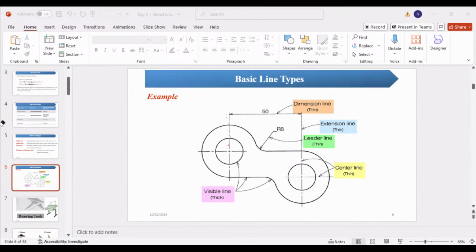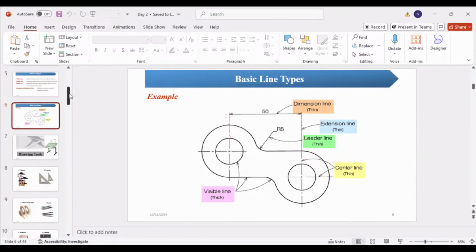And then the visible lines, those are thick lines. That means this is an object with holes, right? මේක මෙතන තියෙන hole දෙකක්. hole දෙකක් එක්ක තියෙන object එකක් තමයි මෙතන තියෙන්නේ. Okay. So these are the basic line types. So you can get a clear idea about that one. Okay.